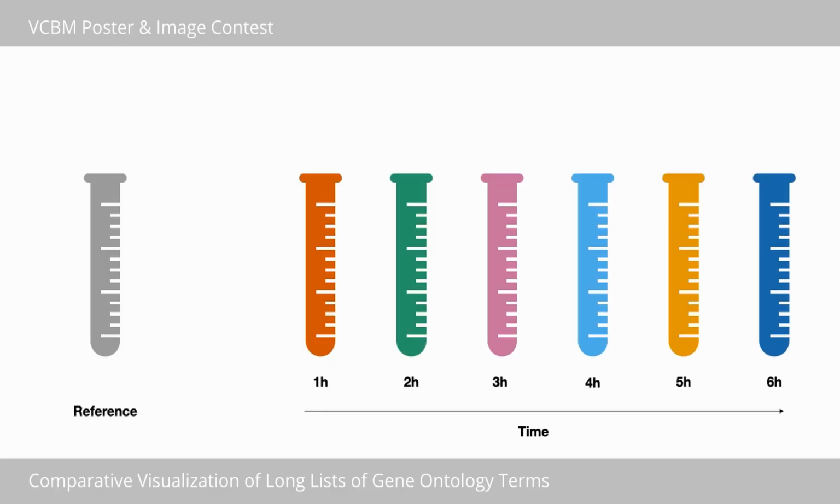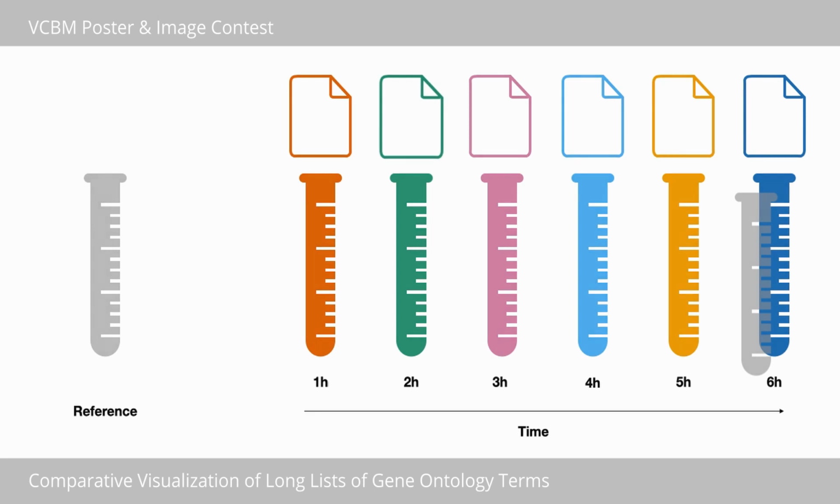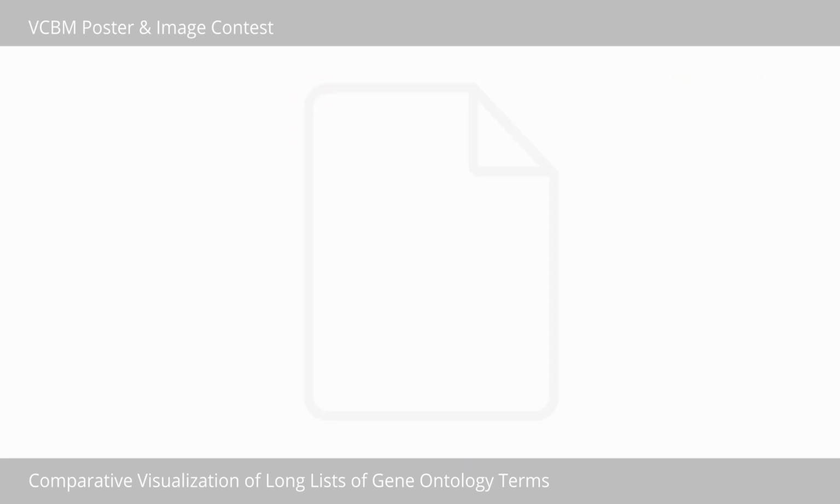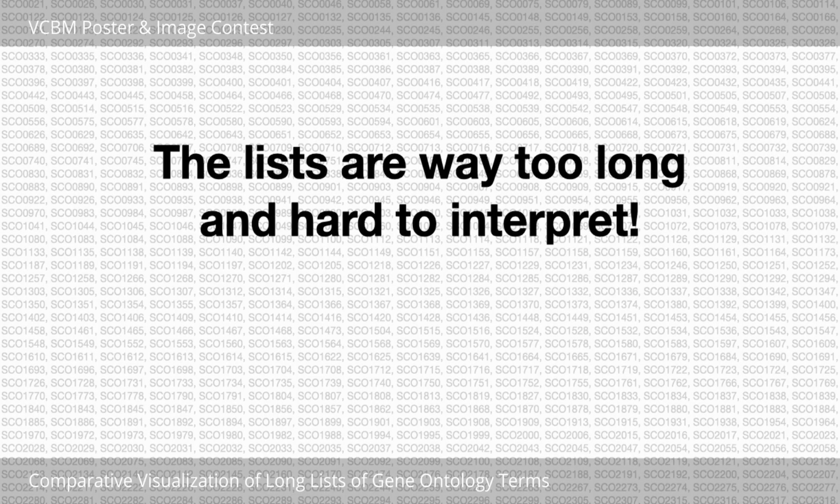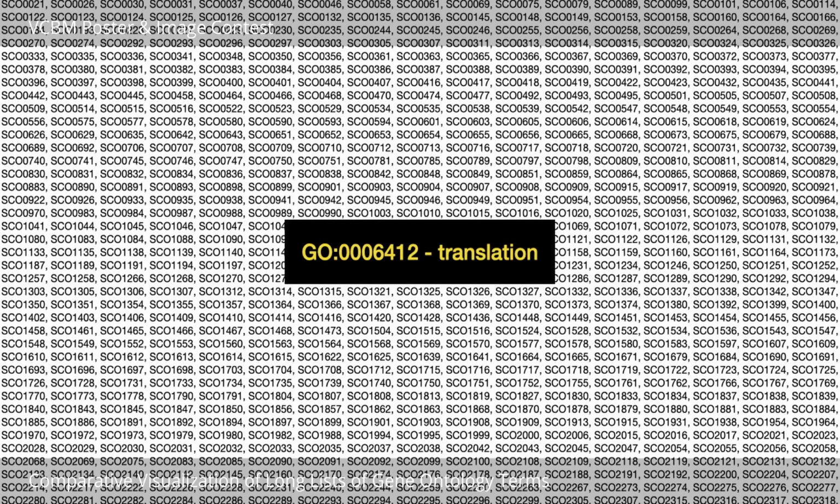In time series experiments studying gene expression, we can compare samples to a reference to produce lists of differentially expressed genes. However, these lists are very long and hard to interpret, so we need GO terms to come to the rescue. With GO terms, we can categorize the genes, like we're finding all genes associated with translation in this list.